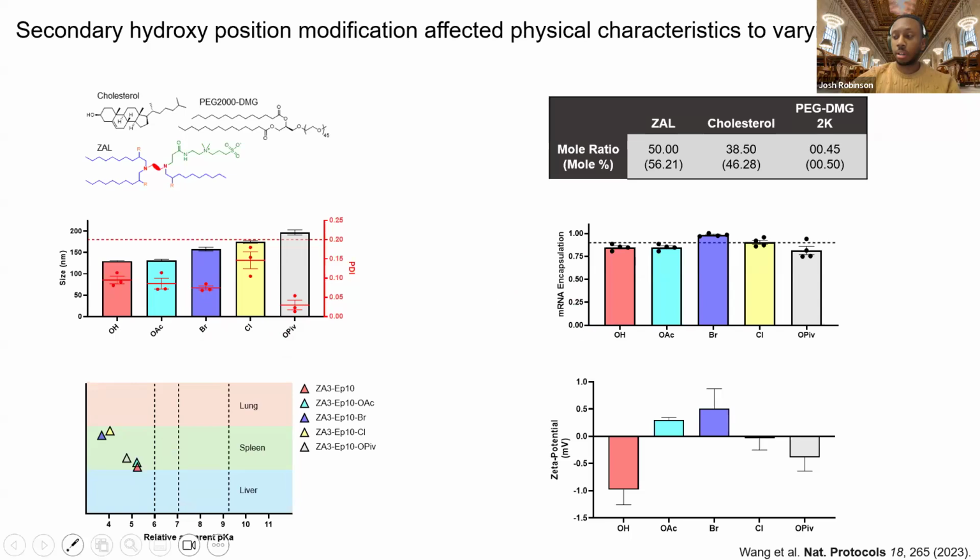We then wanted to look at apparent pKa. This is a little more new. Our lab was able to correlate pKa with organ fate. Typically, LNPs above 9.25 are more lung targeted. Between 6 and 7, around 6.4, is kind of the optimal range for liver, and below 6 is more spleen targeted. As you see here, all the LNPs made are below 6, so we hypothesized that based on physical characteristics, they'll go to the spleen.